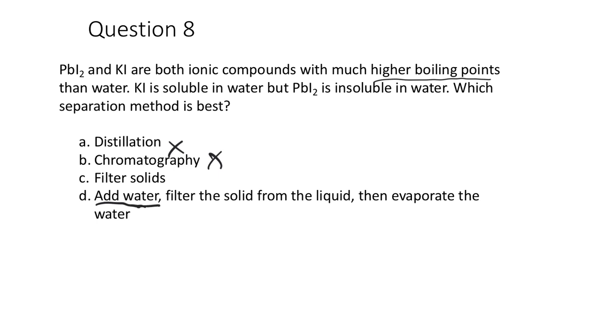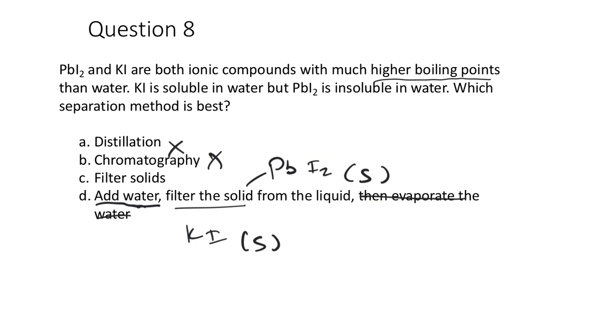And then one of the compounds will dissolve, the KI will dissolve into the water. So I then should be able to filter the solid that remains. That remaining solid will be the lead iodide. And then we can separate the solid from the solution that has the water and the KI. Then I should be able just to evaporate that water, and I lose the water, and I'm left with just KI. So I've now separated my solid KI from my solid lead iodide.